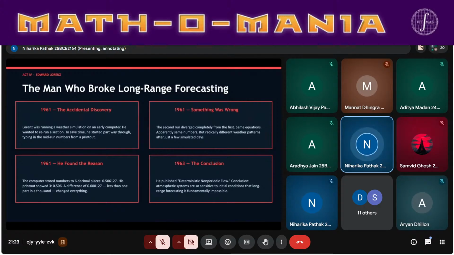In 1961, MIT meteorologist Edward Lorenz is running a weather simulation on an early computer. He wants to rerun a section of the simulation to look at it more carefully. But to save time, he doesn't start from the beginning. He starts partway through, typing in the numbers from his printout. He comes back later, and the simulation has completely diverged from the original. It had the same equations and the same starting point, but it was completely different weather. So he thinks the computer is broken, but when he checks it, it's actually fine. But then he figures it out.